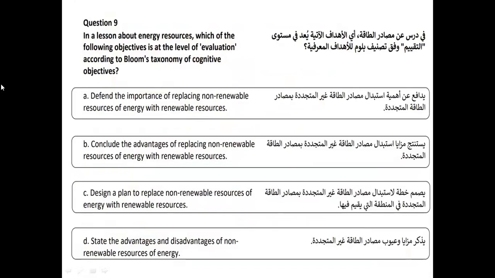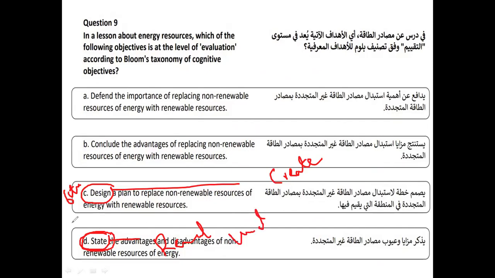Now let's first identify these two, state and design. Actually, design belongs to the higher order of thinking. That's what we call create. So it means this is the 6th level. State, we define state or explain, actually they belong to remember or sometimes overlap with explain, so understand. So that means these 2 options are not part of it.